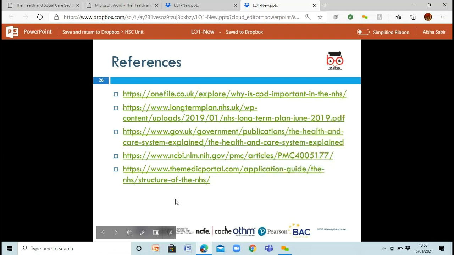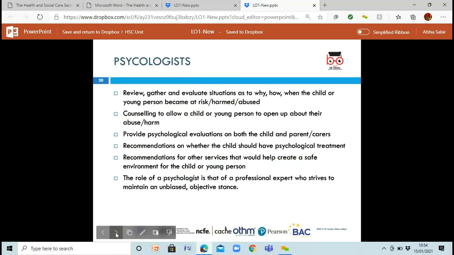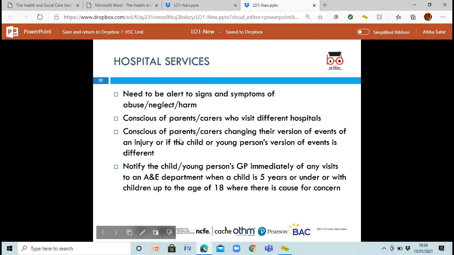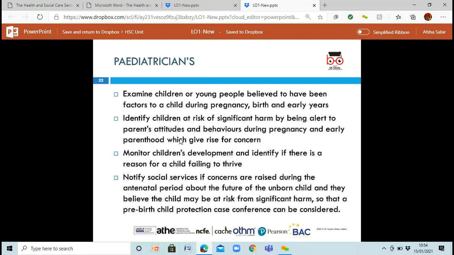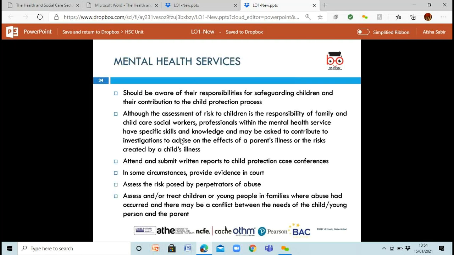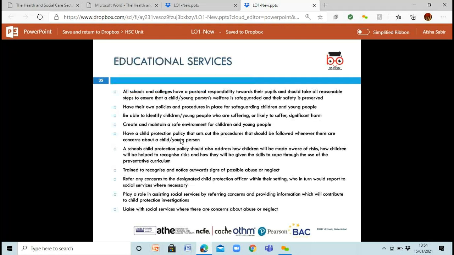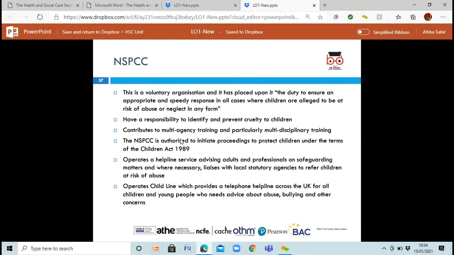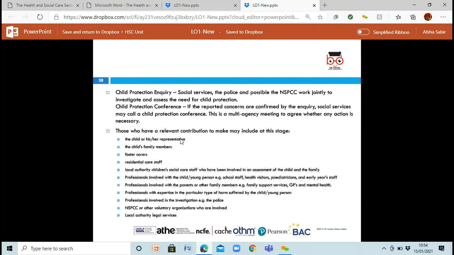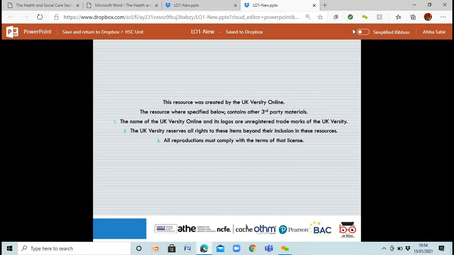And then this is just some other references of what we've taken our information from. Now, before I finish this off, if you remember with question 1.3, where it says explain the roles and responsibilities of staff in the structure of a named health and social care organisation, this is just some of the roles and responsibilities of psychologists, hospital services, paediatricians, midwives and health visitors, and mental health care services, and so on. So it's just a nice little read through if you want to look at some of the other services that are offered by other people.